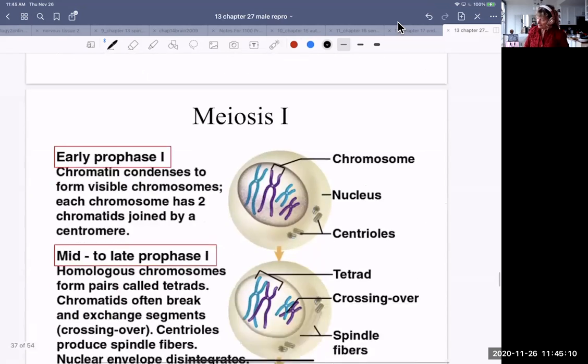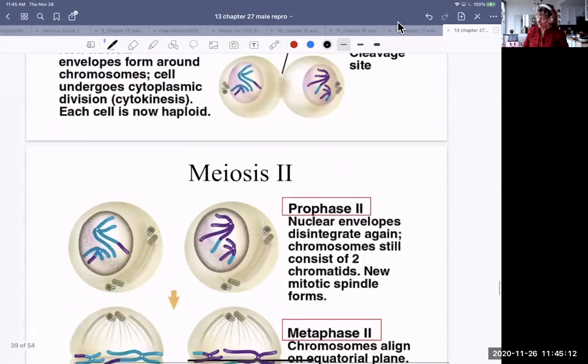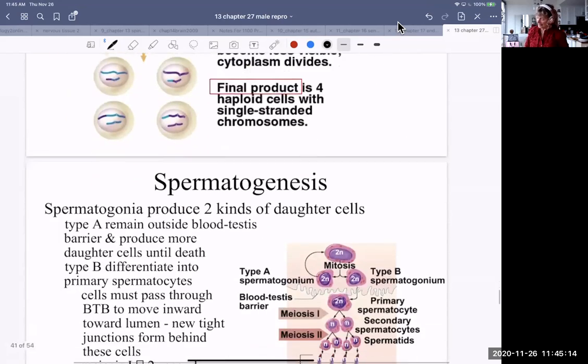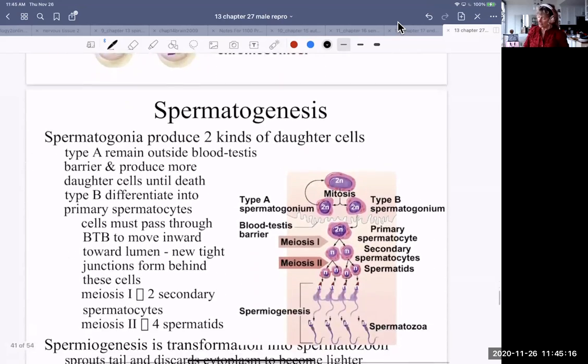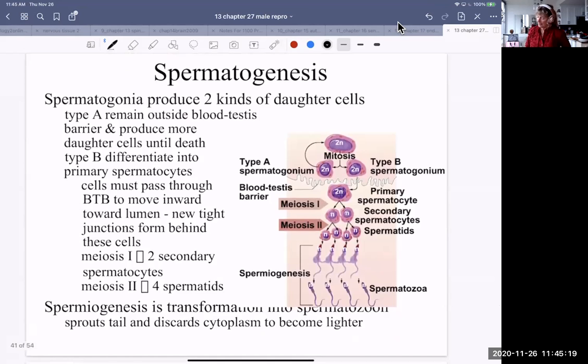Anyway, if you wanted to review meiosis, I'm not going over every stage, but you can do that. It's in the lecture. But I would like to talk about meiosis in the context of spermatogenesis. That is the production of sperm.